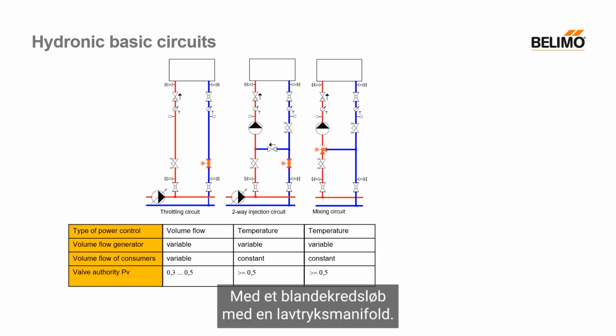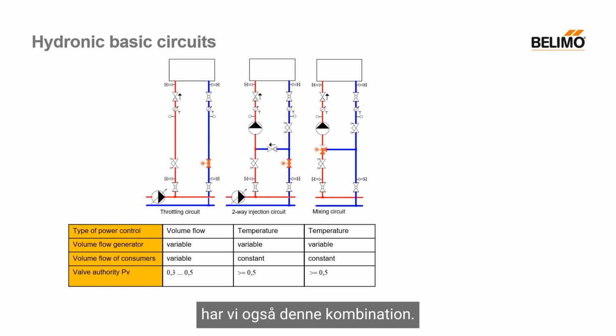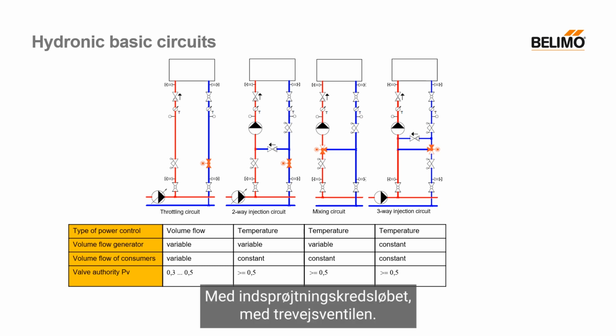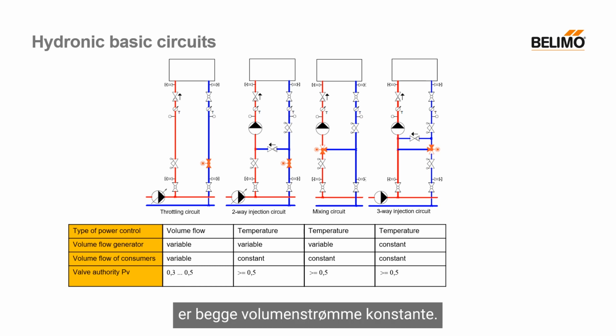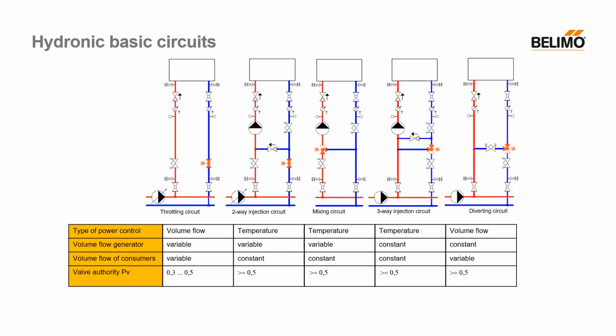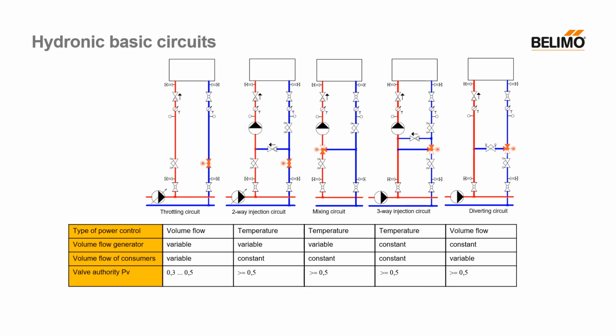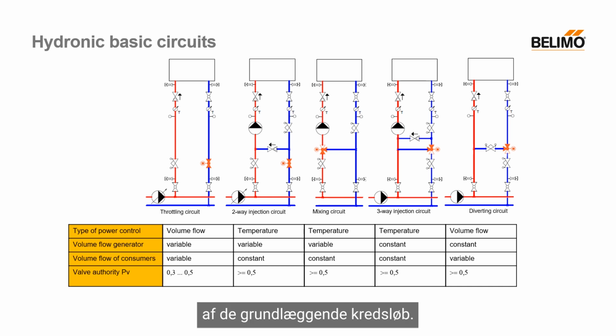With the mixing circuit, with a low-pressure manifold, we also have this combination. With the injection circuit with the three-way valve, both volume flows are constant. With the diverting circuit, the volume flow is constant at the generator and variable at the consumer. So that was a brief reminder of the basic circuits.